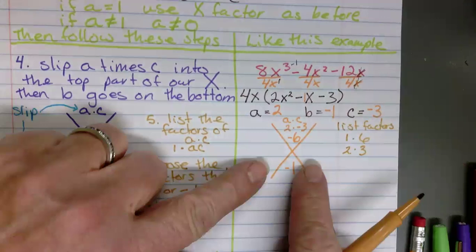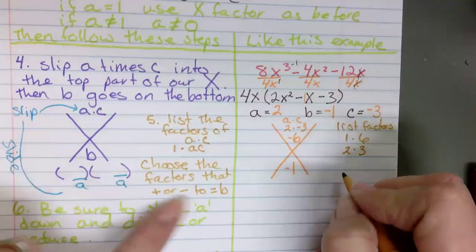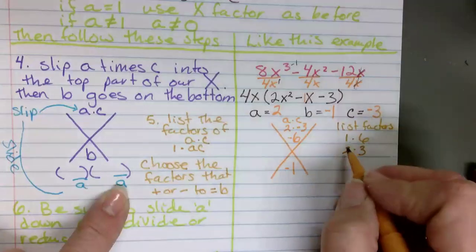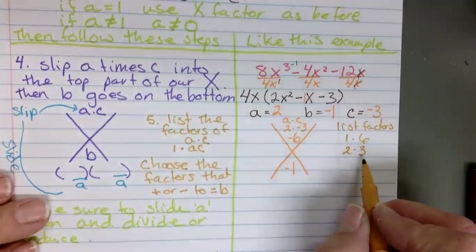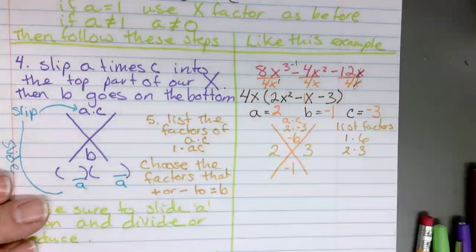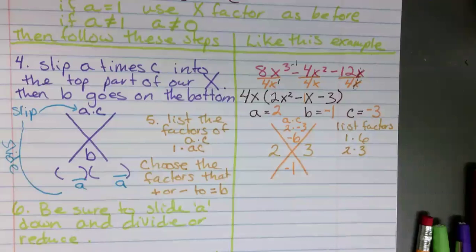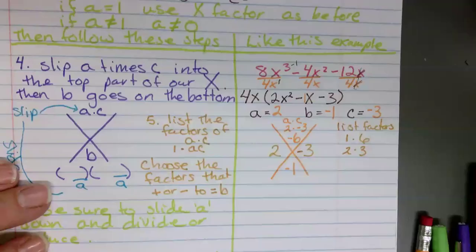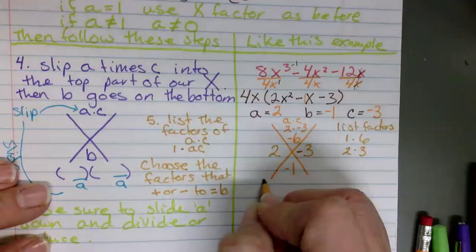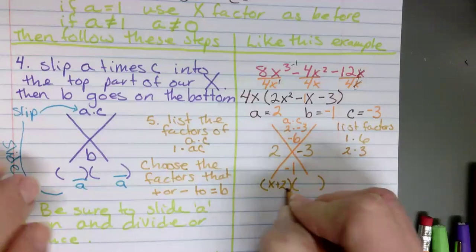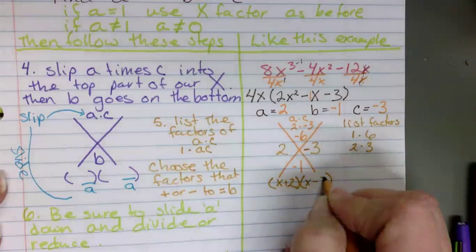So I need to see, right, which ones add or subtract to make B. So 1 plus 6 is 7. 6 minus 1 is 5, so that doesn't work. 2 plus 3 is 5. But 3 minus 2 is 1. So the 2 and the 3 are what are going to work over there. Now I have to decide which one needs to be negative, which one needs to be positive. We need a negative 1, so I need it to be negative 3. Then we have x plus 2, x minus 3.